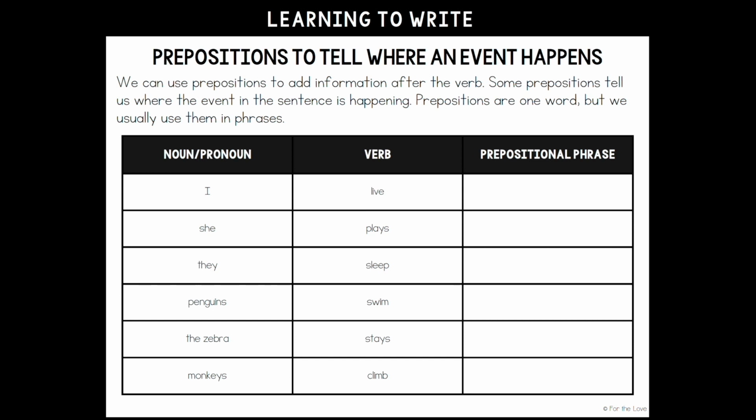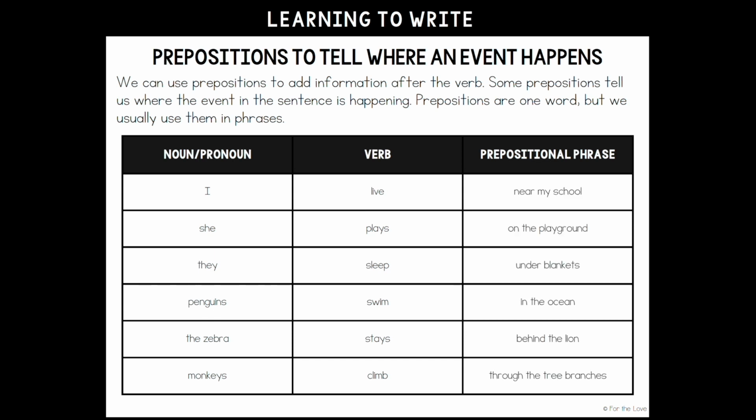Prepositions are one word, but we usually use them in phrases. So those preposition lists I gave you are just the first word in a prepositional phrase. Students are going to have to add information. This is another thing we're going to have to explicitly go over with our students. They will not automatically know how to do this. So as you are completing this with your student, you will talk about this word is the preposition, but we add more information after it to create a prepositional phrase.